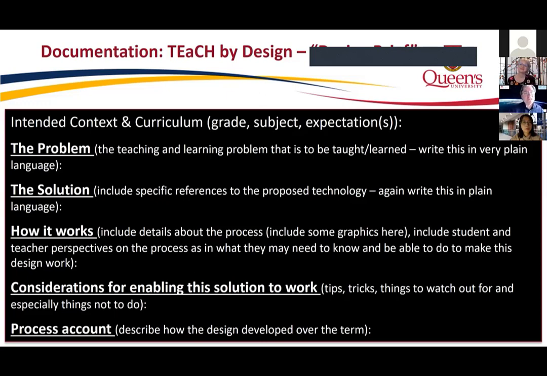Okay, so documentation, just to say, this is sort of a form of a lesson plan, but the key features are designer lead: the problem, the solution, how the thing works, considerations for making it work. And actually the process account at the bottom is sort of based on Japanese lesson study, and is very useful as far as this kind of assignment within a course for knowing how things proceeded when you're not there, right? They're doing this work outside, and so the process account helps with that.